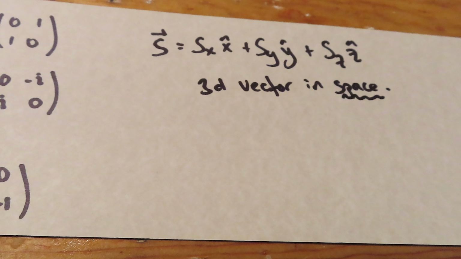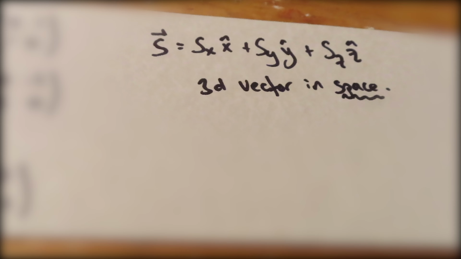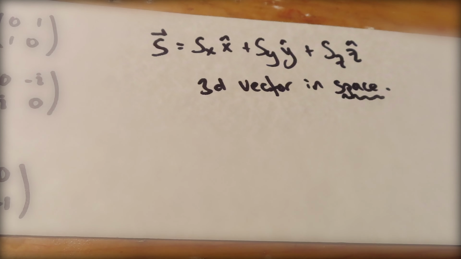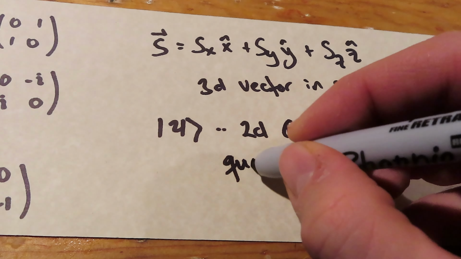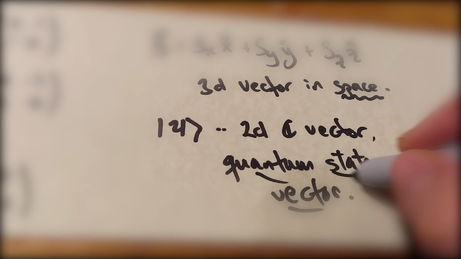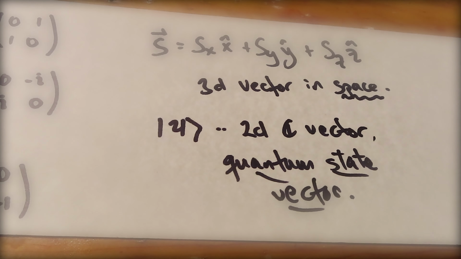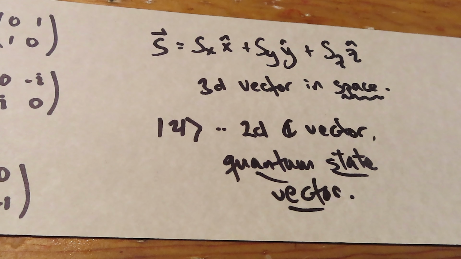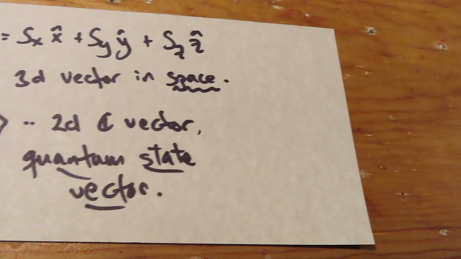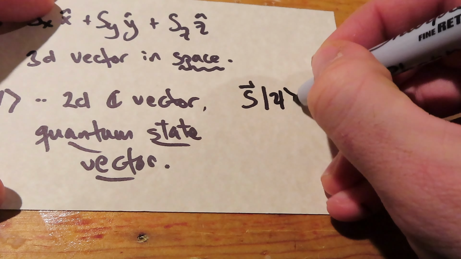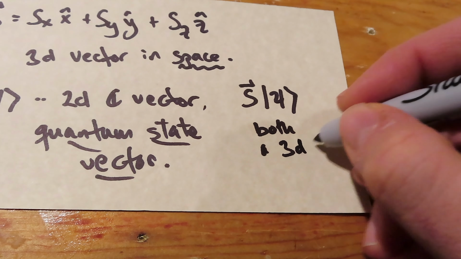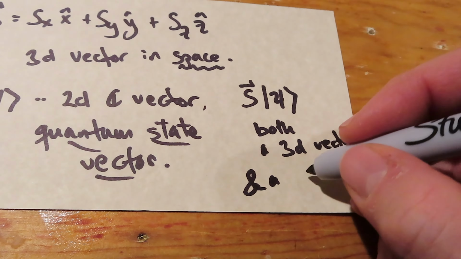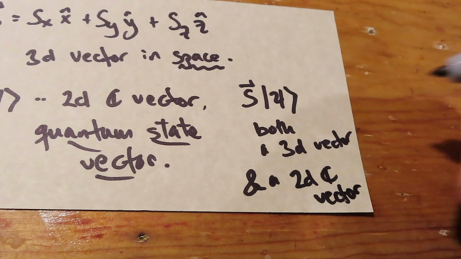So there's two things going on here that I want to draw your attention to. On the one hand, we have a spin operator vector in three-dimensional space. And on the other hand, we have a quantum state vector psi, the ket, which is a two-complex dimensional vector in the abstract two-dimensional space of quantum states. So this means that the action of the vector of operators S on the state vector psi is both a three-dimensional vector in space and a two-complex dimensional vector in the space of quantum states.